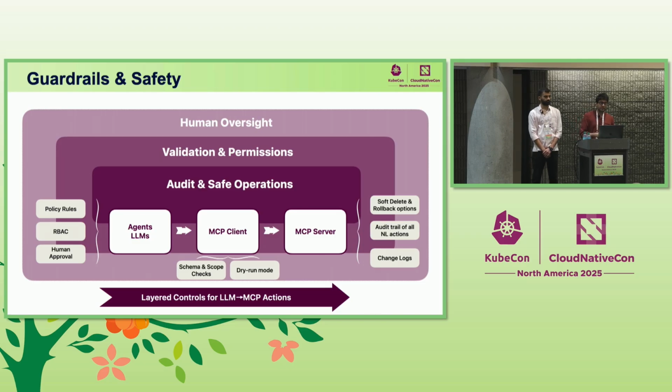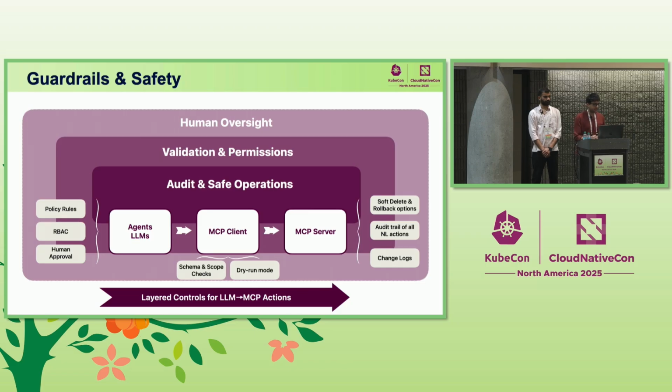The second layer is validation in the MCP client. This is where we make sure that the tool input matches your schema, limit the scope to approved projects, and also possibly do dry runs before real execution. And then we finally add the third layer, which is on the server side. Full audit trails for every natural language action. We log before and after diffs. We support rollback and track exactly what has changed, when, and why.